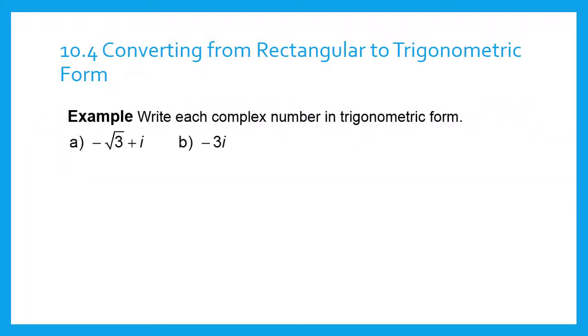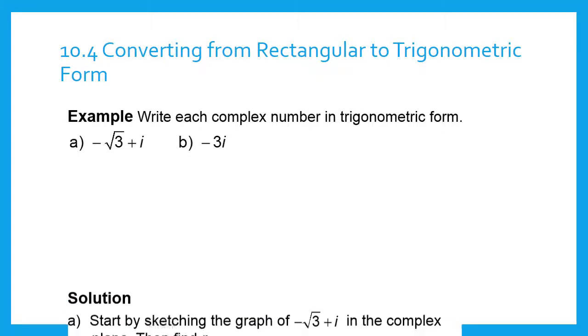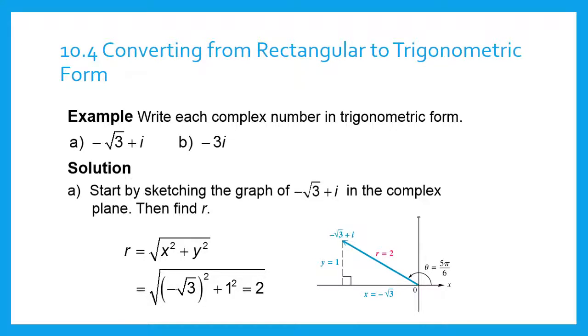Write each complex number in trigonometric form. Pause the recording, give this a try, and resume to check your answer. Okay, for A, we have x is -3 and y is 1. I made a sketch of it. It's in quadrant 2. r is found using the Pythagorean theorem, so we get 2. That 2 should not be under the square root there.